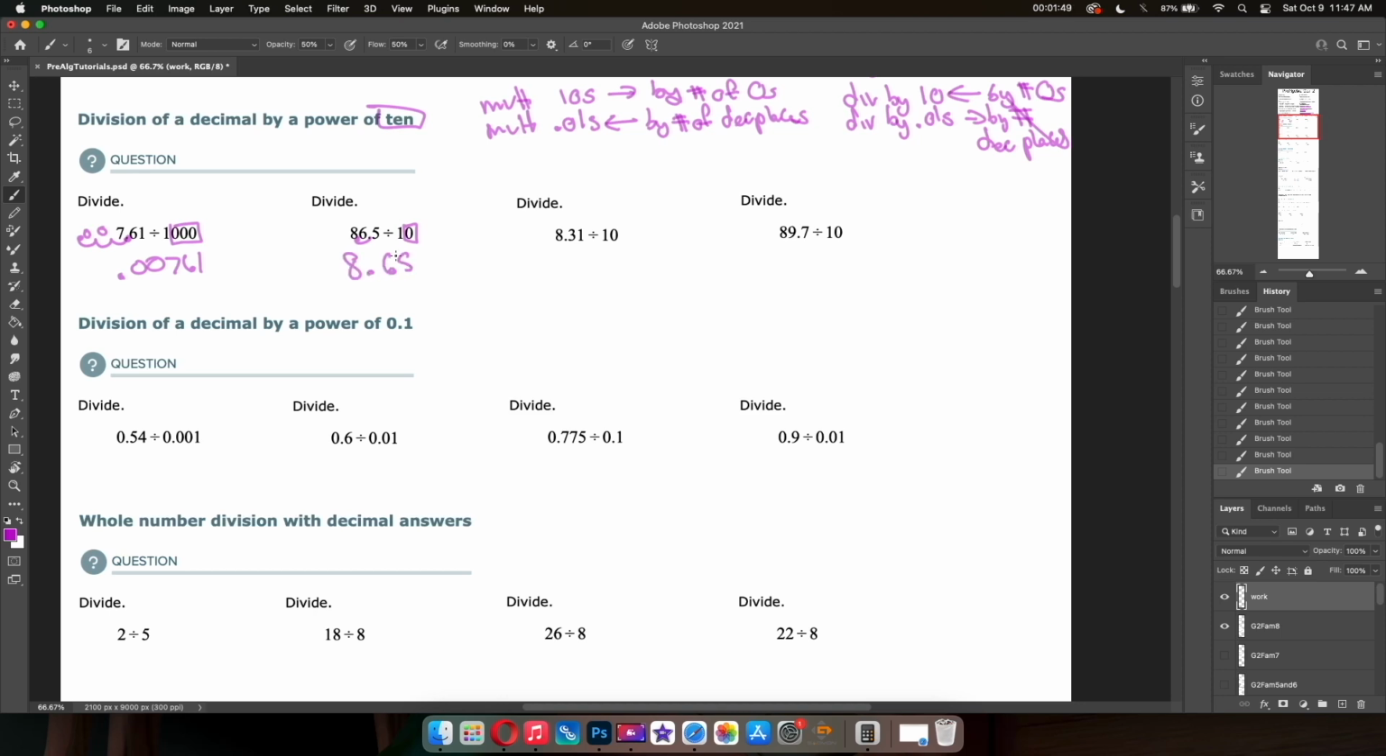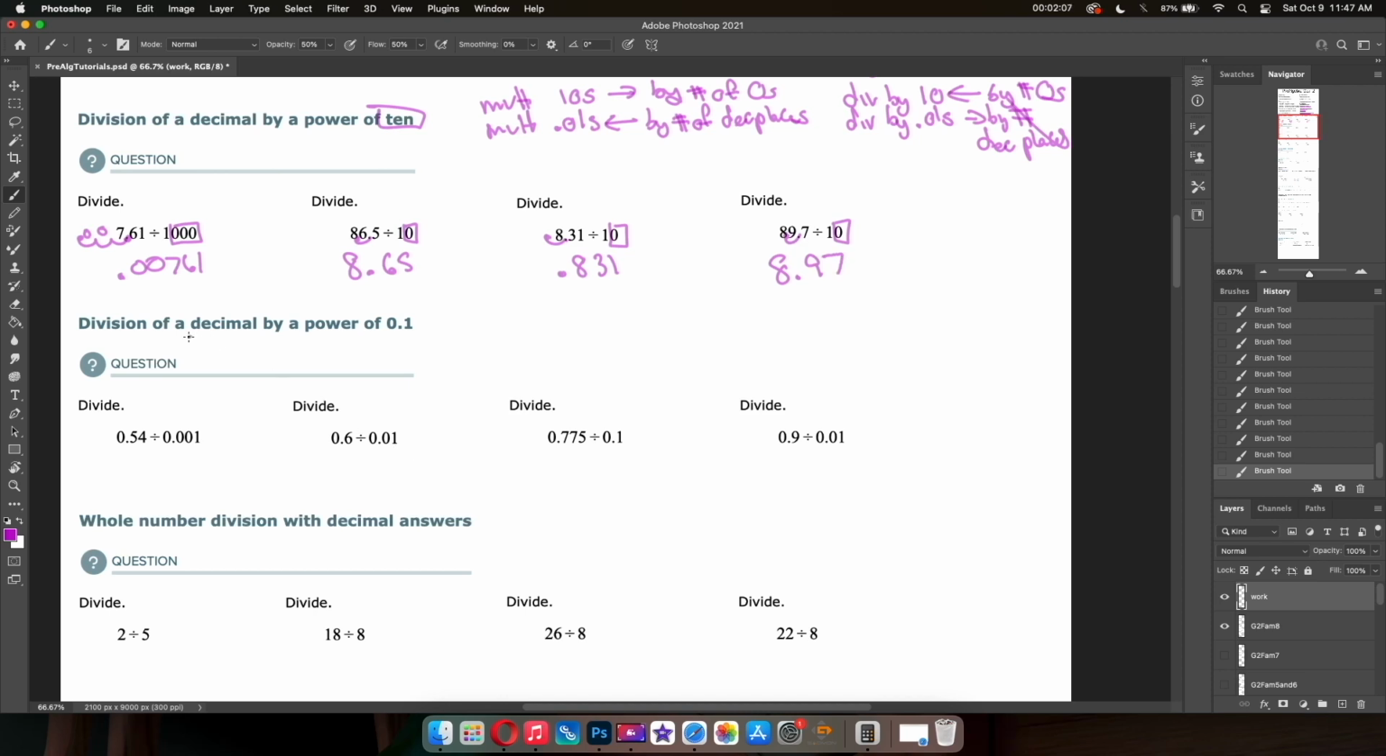8.65, or 8 and 65 hundredths. How many zeros do we have? 1, so we move it over 1. 831. How many zeros do we have? 1. How many places do we move it? 1. 8.97, 8 and 97 hundredths. All right.